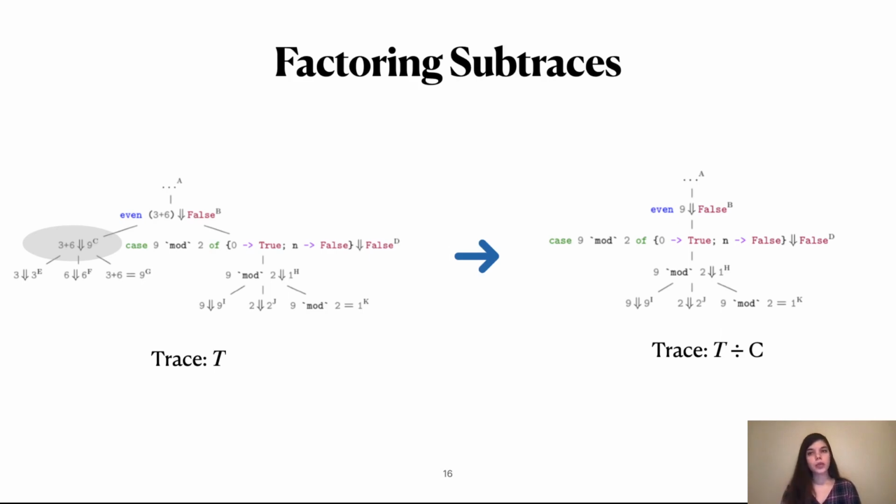So when we factor the node C, we substitute the expression 3 plus 6 by 9 in node B, and also hide the subtrace with the root C. So the root C, E, F and G are hidden. So we have defined three operations here: hiding of nodes, applying judgments, and then the combination, factoring subtraces.